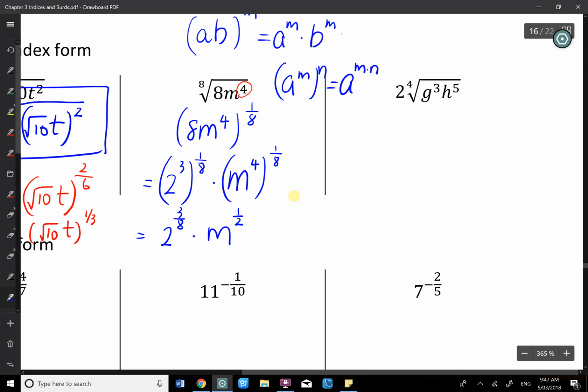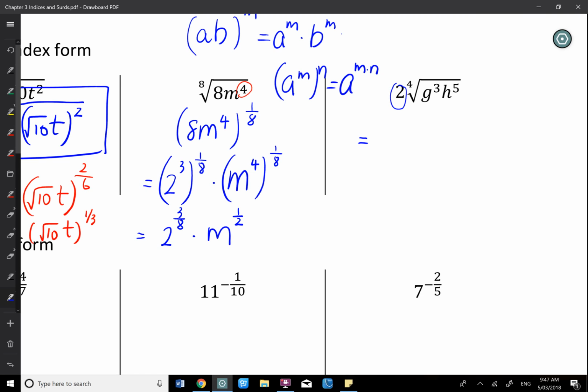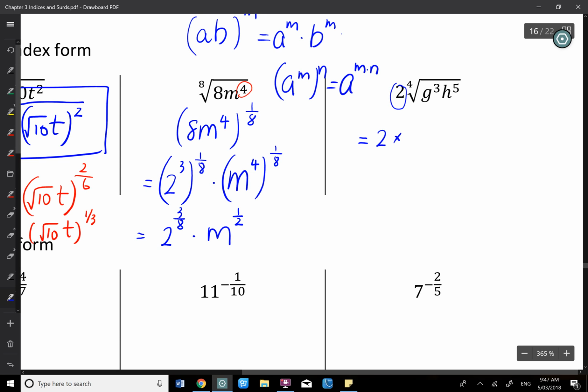Okay, for the next one, you can see the 2 is not in the root or not powered. So the 2 just stays by itself, and you go times with it. Yes, it's the most simplified form.